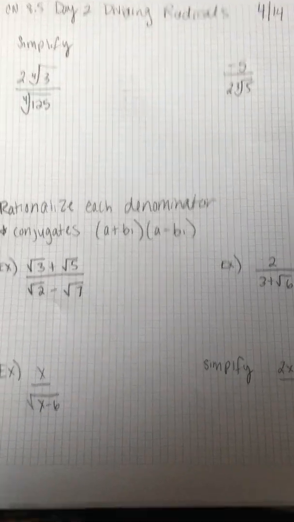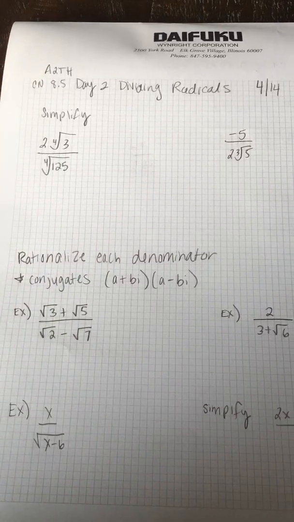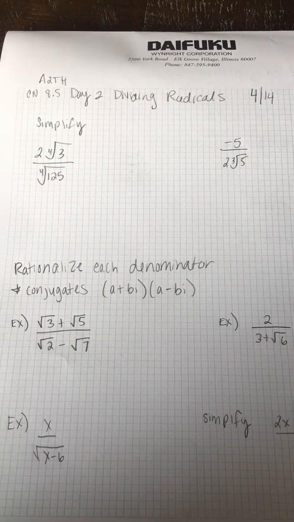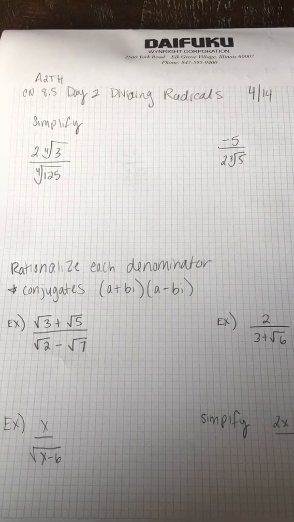So our main focus today, as you can see in all of these examples, is to be dividing radicals. We're going to work to divide radicals. First example, a lot of times, again, the directions will say to simplify. So fourth root of 125.